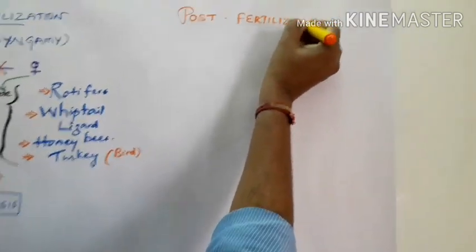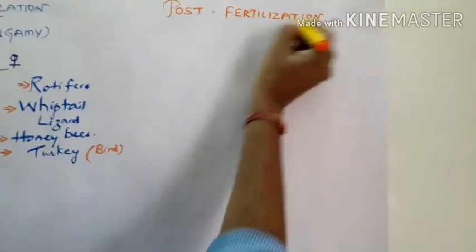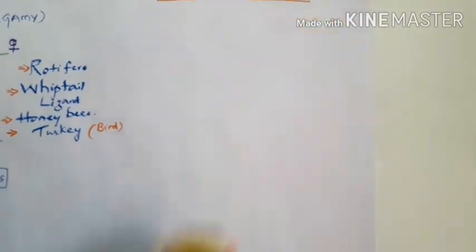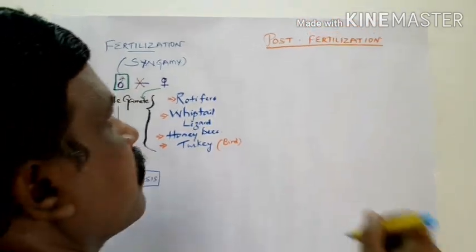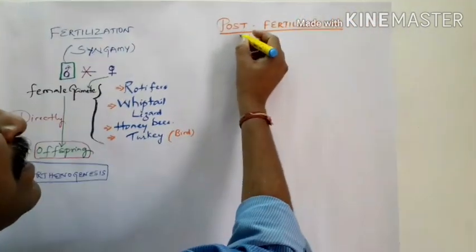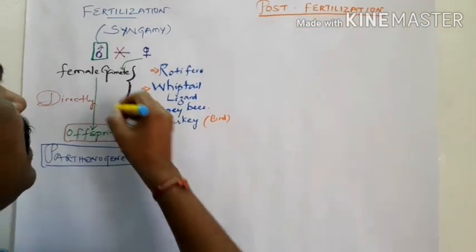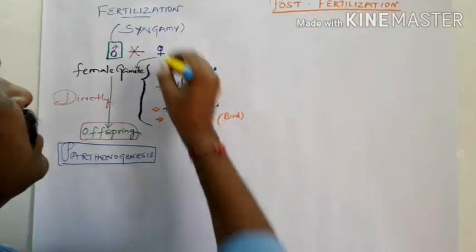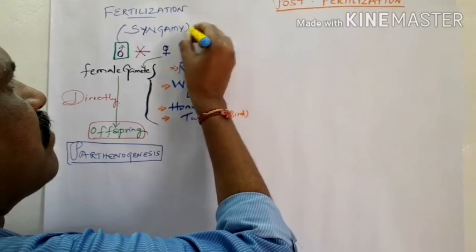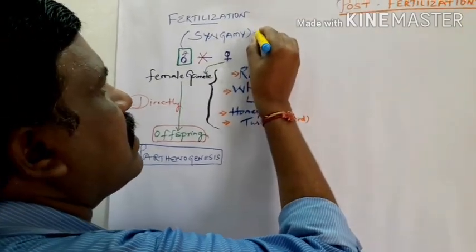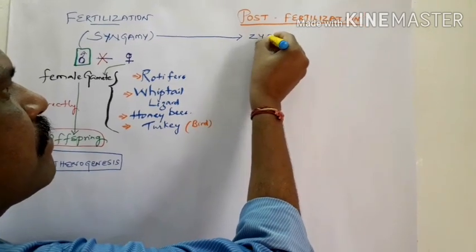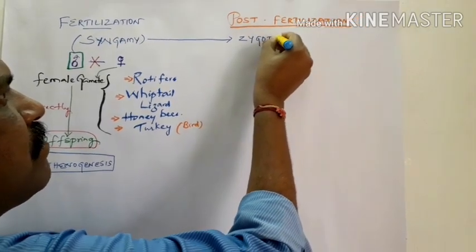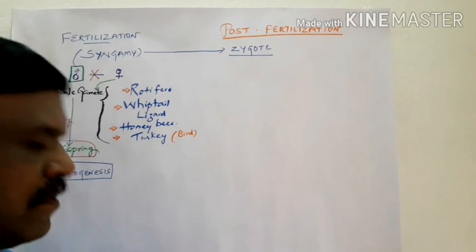In post-fertilization, I would like to tell you that when there is a fusion, that is fertilization occurs, syngamy occurs, and when this syngamy occurs, there is a formation of zygote. The zygote is formed.